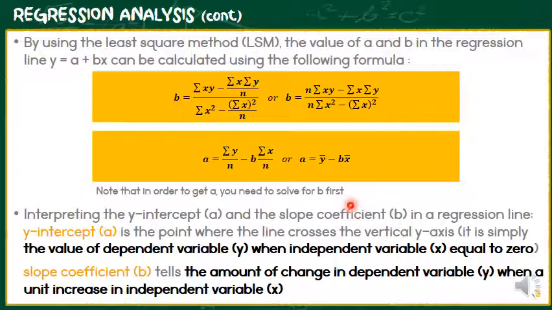So selain daripada kena cari garisan y = a + bx, sometimes you will be asked to interpret juga the value of a and b. So the general interpretation untuk a adalah the value of dependent variable when x = 0, and untuk slope coefficient ini is the amount of change in dependent variable when a unit increase in your x. So semua ini saya akan explain dalam example.